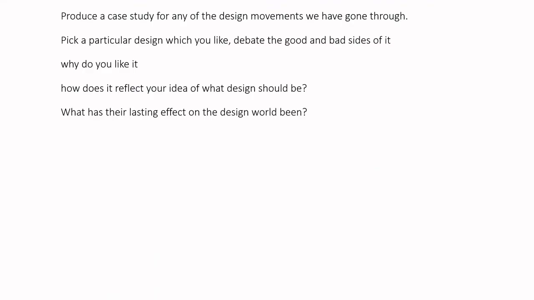Okay, so what we're going to do now is produce a case study for any one of those design movements we've gone through. So it doesn't matter which one it is, just pick a particular design you like and debate the good and the bad sides of it. So for any of the design movements we're looking at, is there any particular design they've produced that you like? It doesn't have to be one I've shown you. Why do you like it? How does it reflect your idea of what design should be?